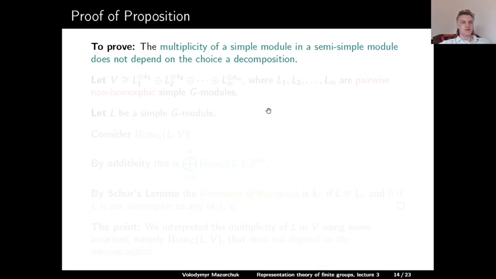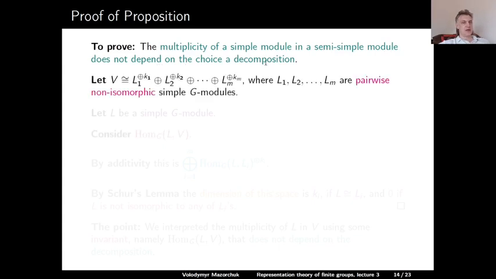So we want to prove that the multiplicity of a simple module in a semi-simple module does not depend on the choice of a decomposition. So let V be a semi-simple module written as a direct sum of simples with the corresponding multiplicities. We just choose one way to decompose V in this way. And let L be a simple G module. Let us consider the vector space of all G Homs from L to V.